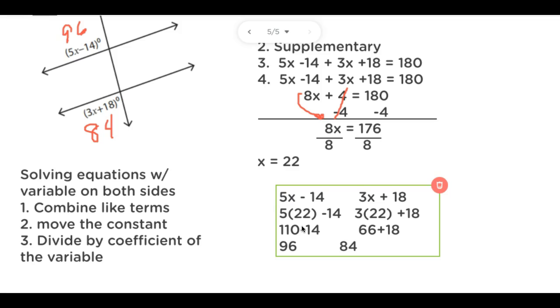Remember that supplements mean they add together to give you 180 degrees. And if you add 96 and 84 together, guess what it gives you? 180. If you guys need to go back and look at that example again, then please do so. I added notes to the Canvas course over this information. It's basically this information, but in note form. So if you want to use the notes that I have in Canvas for you, then please do so.